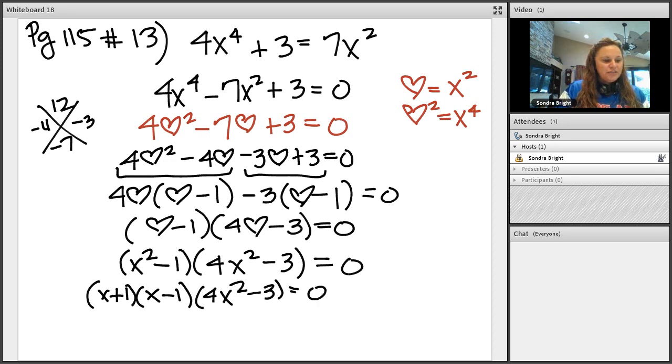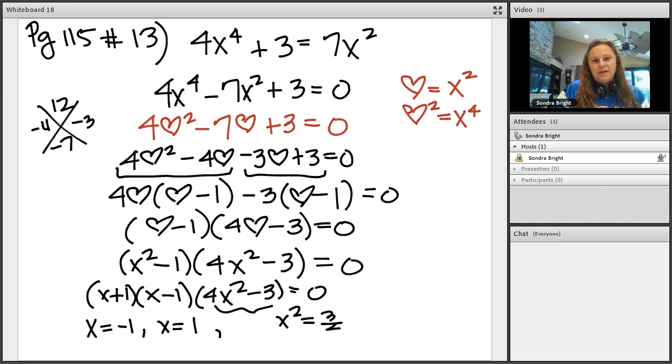Setting each factor equal to 0, x plus 1 equals 0 will give you x equals negative 1. x minus 1 equals 0 will give you x equals positive 1. And then for this one, you would set it equal to 0, add the 3 over, divide by 4, and so x will equal plus or minus the square root of 3 over 4, which is plus or minus rad 3 over taking the square root of 4. Now you no longer have a radical on there.